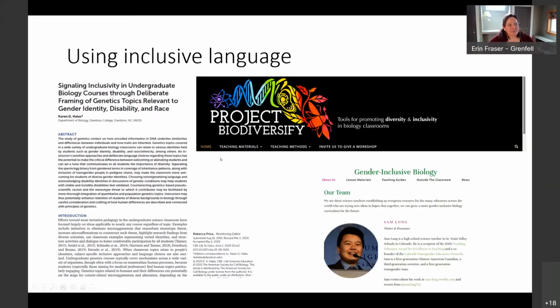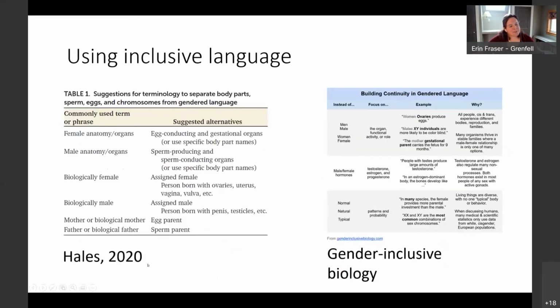So what are some of the take-home messages that came from going through these resources? Both the Hales paper and the Gender Inclusive Biology website have these tables, which you don't need to worry about reading all the details of right now, but I found these so helpful. In both cases, they list the terms that would be traditionally used in a biology classroom, and then give a framework for thinking about how to do better, and then some specific examples.